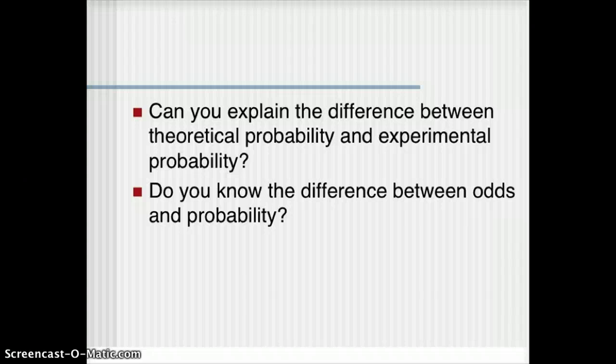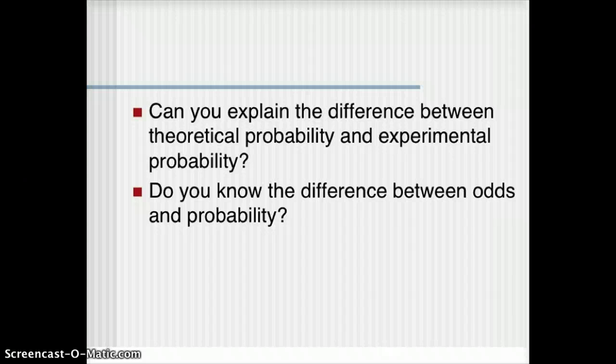And do you know the difference between odds and probability? So if I ask you the odds in favor of picking a girl or the probability of picking a girl in a group of 5 people where there's 2 girls or something like that, I want you to be able to explain that to me. If you can't, go back and review.